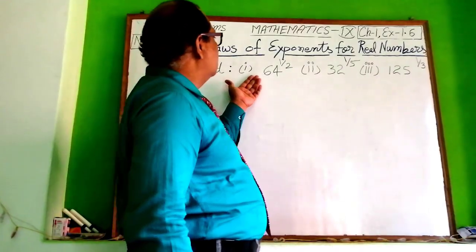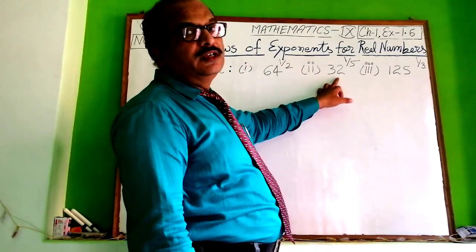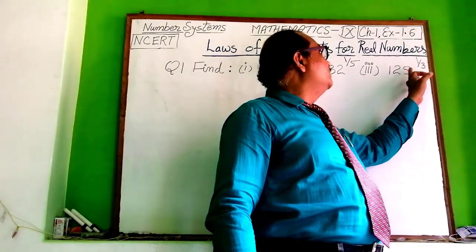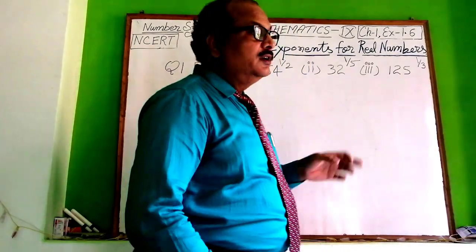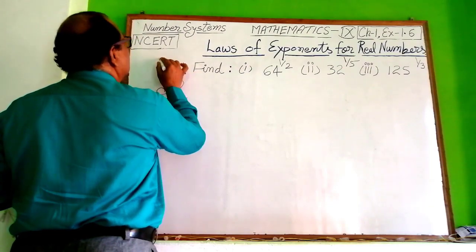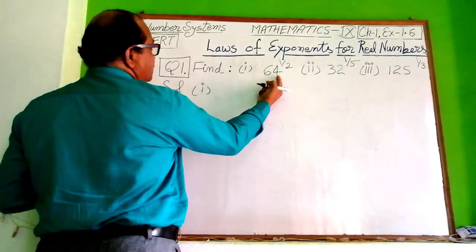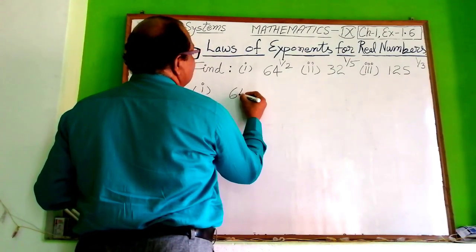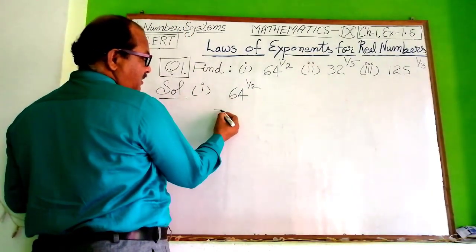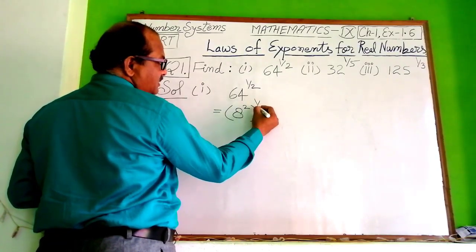Question 1, find: first part, 64 raised to the power 1 upon 2. Second part, 32 raised to the power 1 upon 5. And third part is 125 whole to the power 1 upon 3. So see the solution of question number 1, first part. 64 raised to the power 1 upon 2. Think of it as the square of some number, so you write it in the form of a square so that you can cancel it.